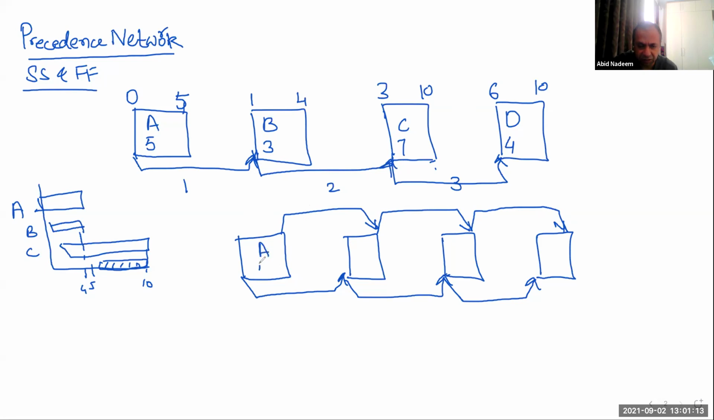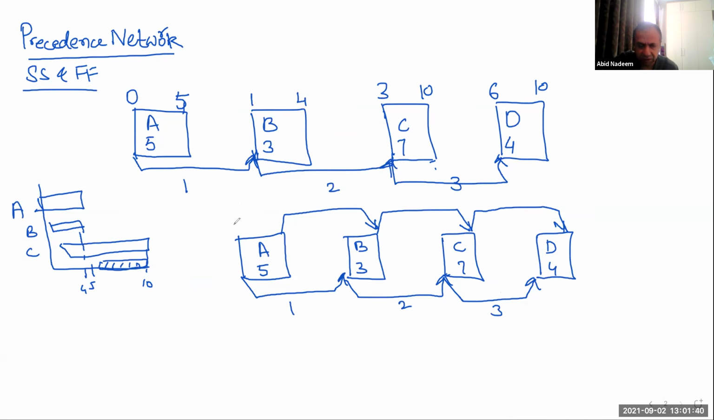So if we have the finish to finish constraints as well, same data I have used. A is 5, B is 3, C is 7, D is 4, and then 1, 2, 3. And then for finish to finish, I just put no lag. But anyway, you can also put some lag as well. So now how the calculations will go. This will make it a little bit complicated.